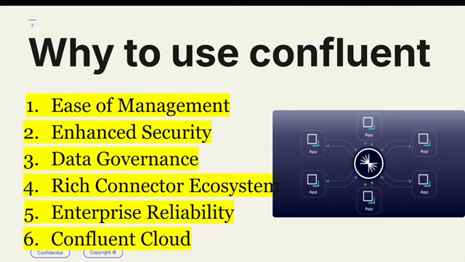Okay, so this is the difference between Kafka versus Confluent. In summary, while Kafka is a powerful and versatile platform for streaming data, Confluent simplifies the deployment, enhances the security, provides better governance, and offers a managed solution that reduces the complexity of running Kafka at scale.